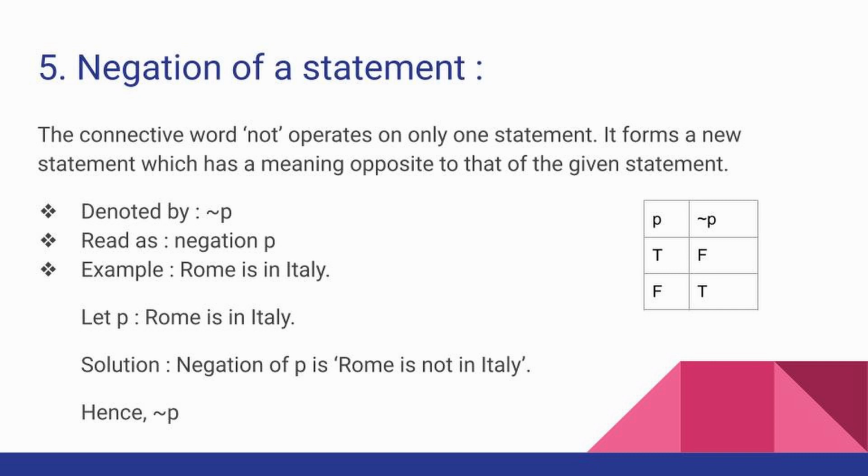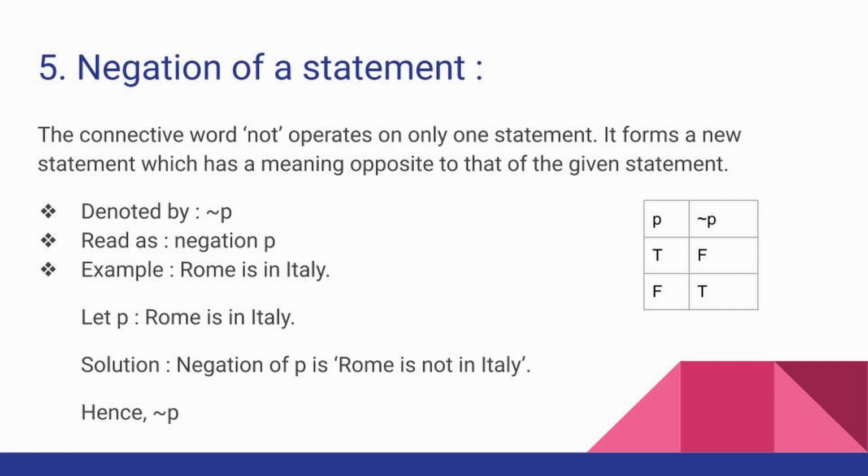For example, Rome is in Italy. Here we have only one statement, so we will be using only P. Let P denote Rome is in Italy. Solution: what will be the negation of P? Rome is not in Italy. Hence, just apply a negation mark. So the answer is ~P.